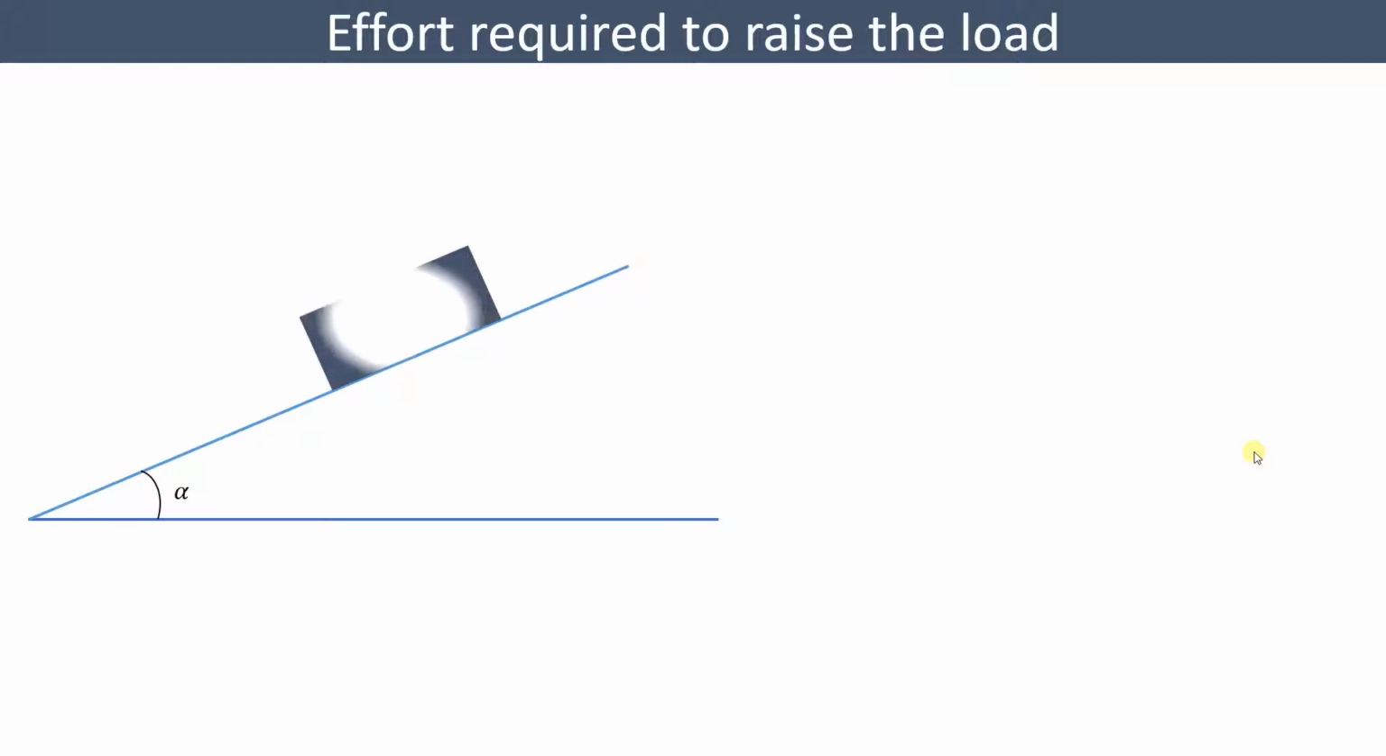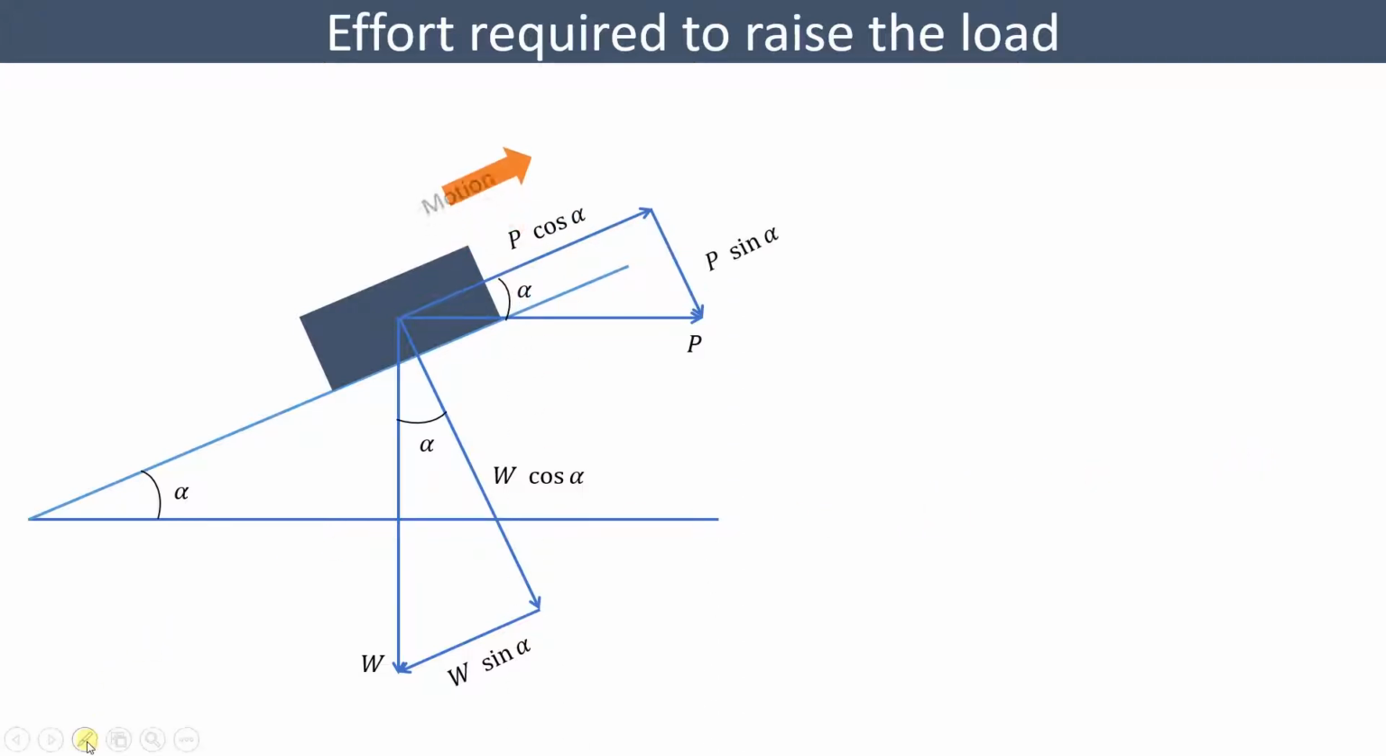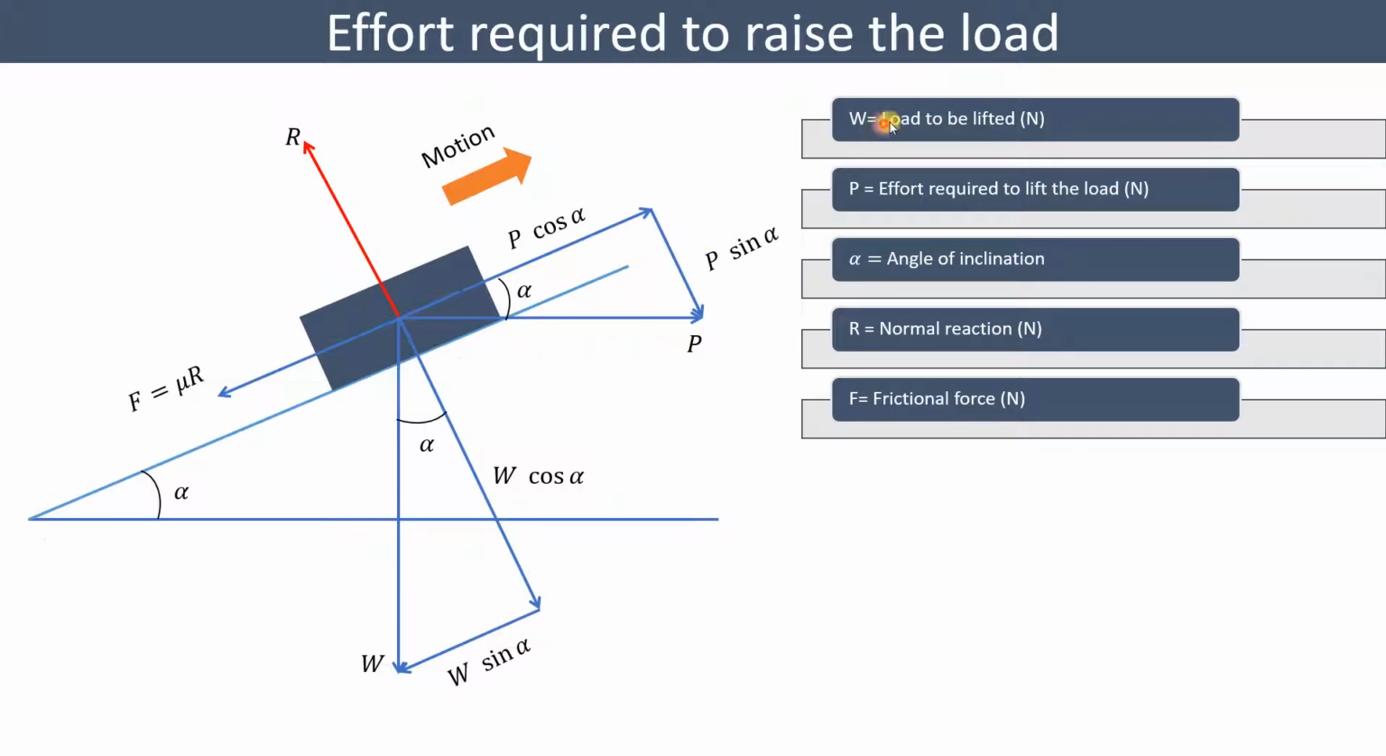The free body diagram is shown over here, which will show all the active and reactive forces in the case of effort required to raise the load along the inclined plane. W is the load which is to be lifted, P is the effort applied to raise the load, alpha is the angle of inclination, R is the normal reaction perpendicular to the surface of contact, and F is the frictional force, equal to mu R.